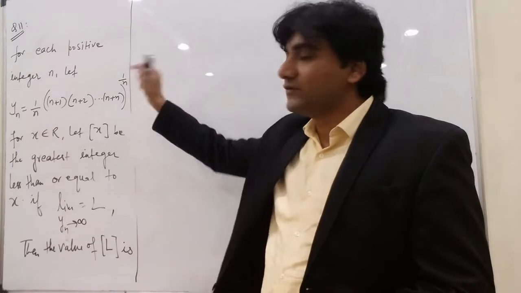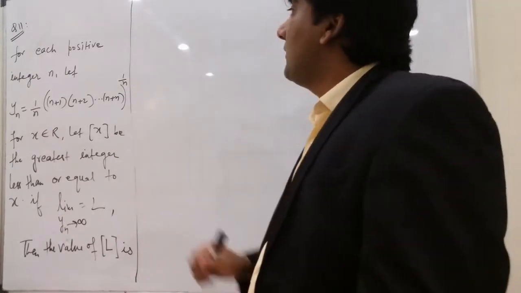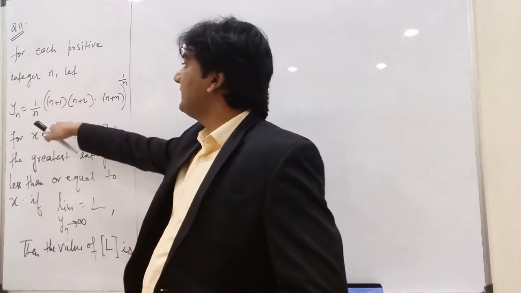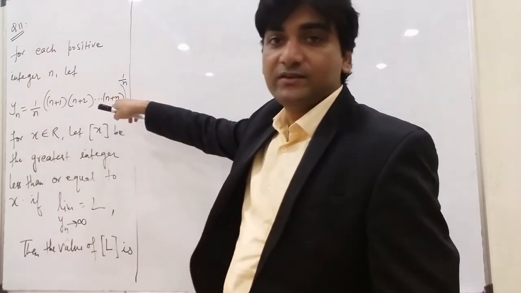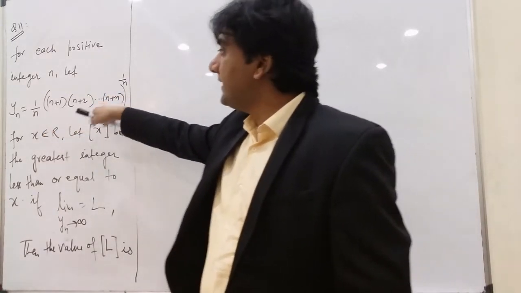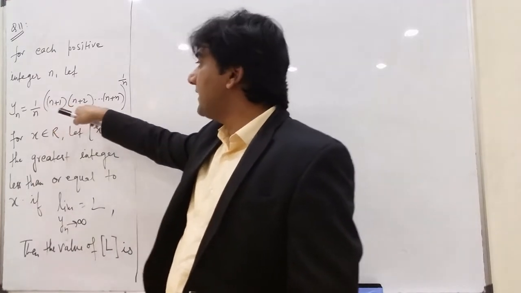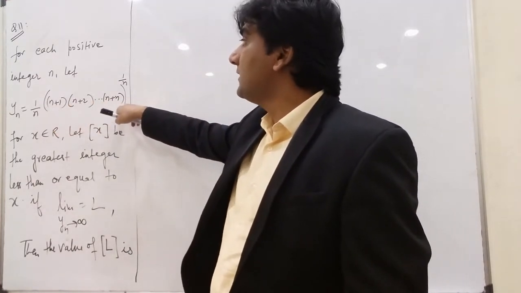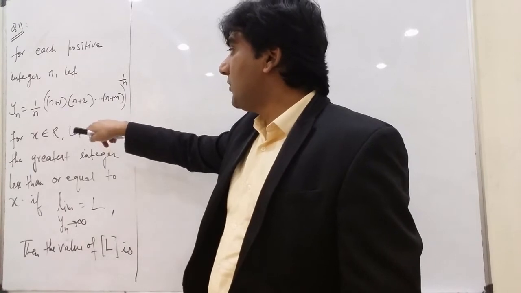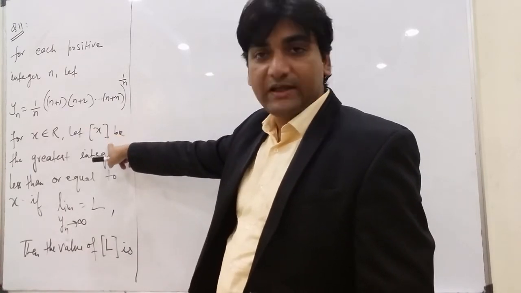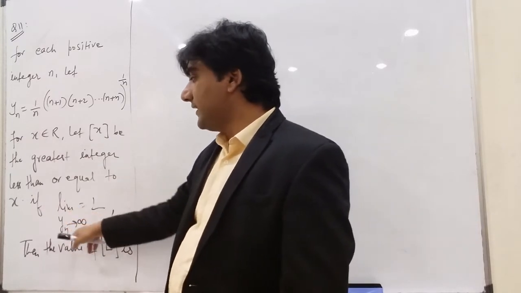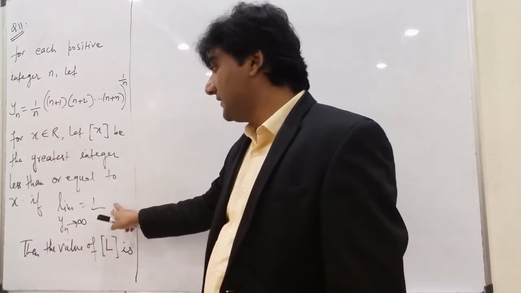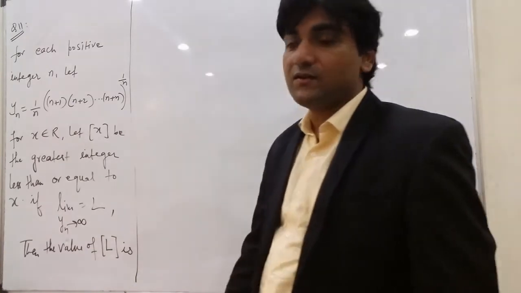Now this is question number 11. For each positive integer n, let y_n equal 1 over n, times the bracket raised to 1 over n, and inside the bracket we have (n plus 1)(n plus 2) up to (n plus n), where [x] denotes the greatest integer of x. Then we need to find the limit of y_n as n tends to infinity, call it L. Then we need to find the greatest integer of this L.